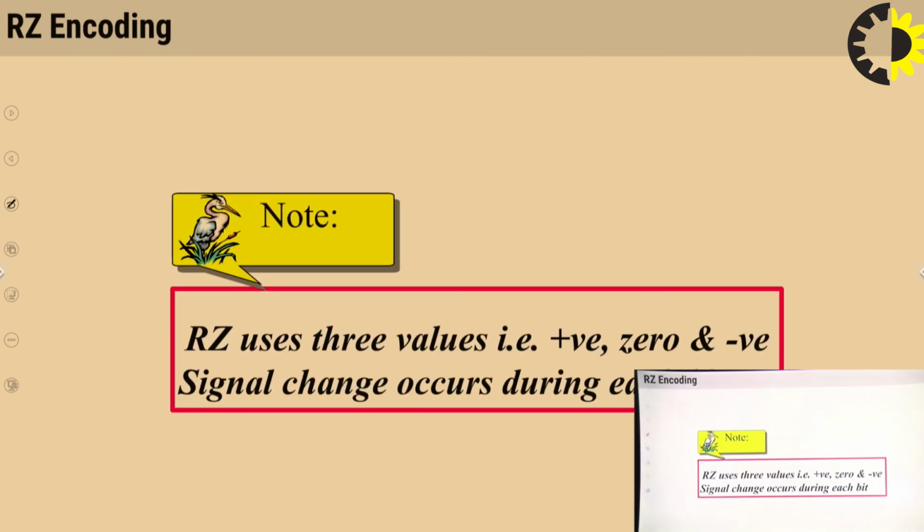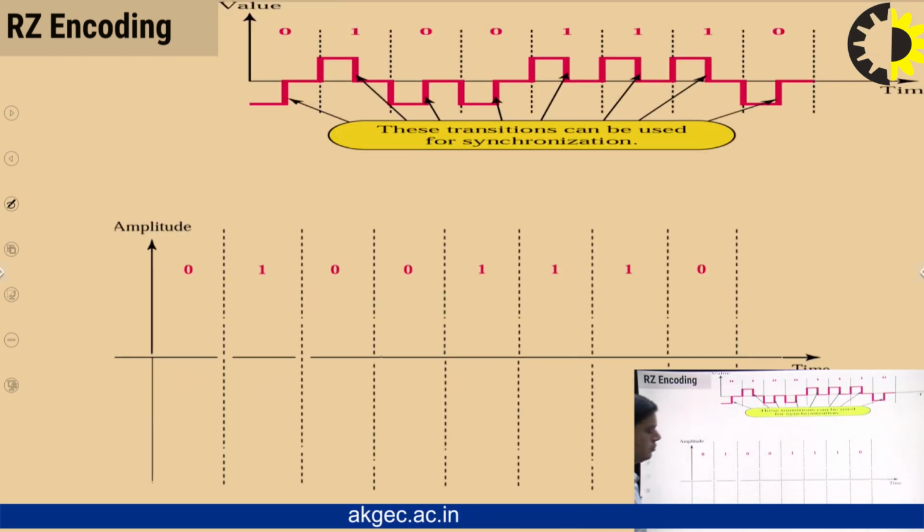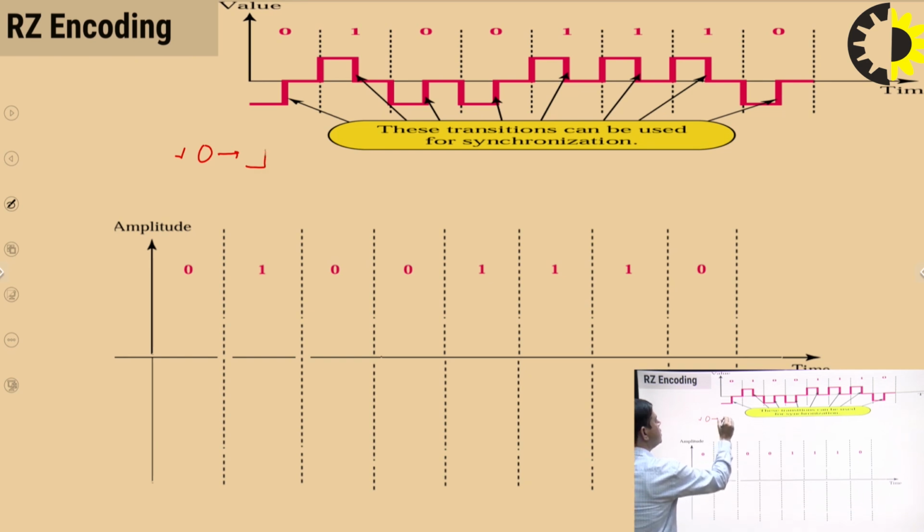So the next encoding scheme is called RZ. RZ means return to zero. Now, in this case, we are using three values: one for positive, one for zero and one for negative. Let us take an example. Now, in this case, for 0 we will use this Z, that is, we can say ulta Z we will take. For 1, we will take simply Z.